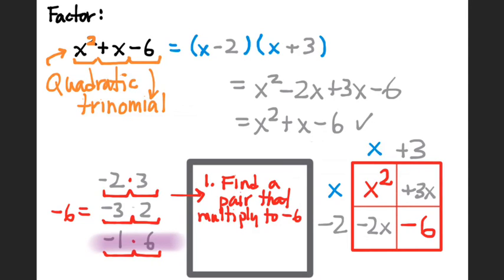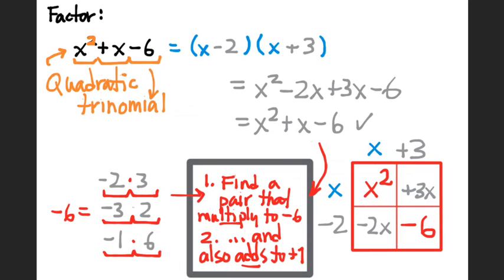But we don't want just any pair. We want that pair that also adds to +1. Right? So you end up playing this little reverse guessing game in your head, where the first thing you think of is how to break apart that constant term into pairs that multiply together to give me that one. Because that's a pretty small list, usually. And then from that list of possibilities, find a possibility that also adds together to give us the middle term that we need. And that's going to be the pair that wins.